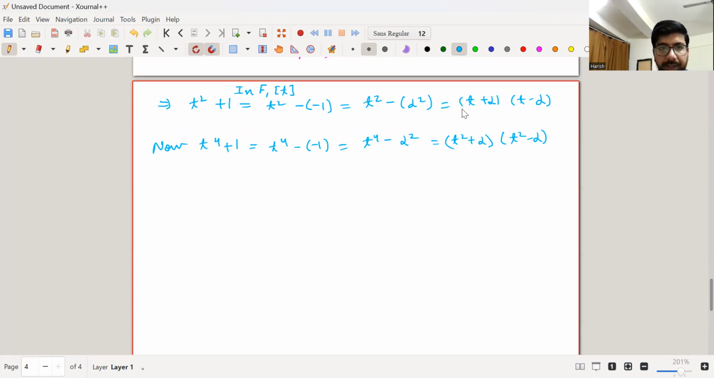So let us pick t square minus alpha first. What we want is an element in some extension of this f1 such that its square becomes alpha.